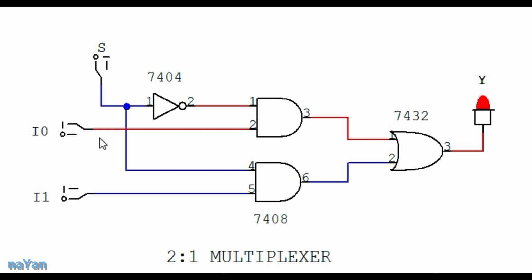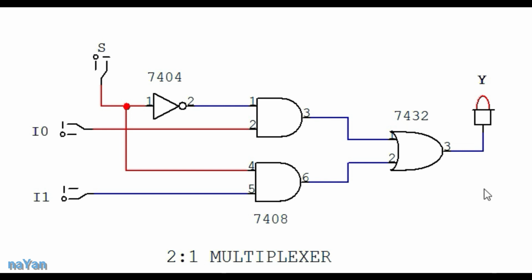In the same way, when the select line is 1, the I1 line is selected, which means the changing value of I1 will be displayed at the output. So when I1 is 0, we get 0. When I1 is 1, we get 1. At the same time, when the I1 line is selected, if we change the value of I0, nothing will change.